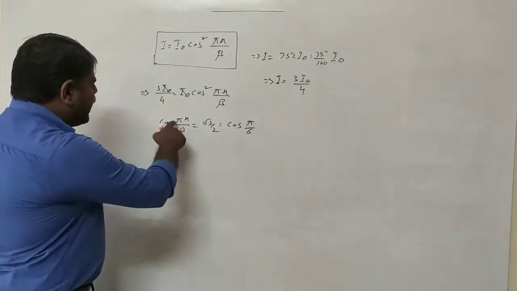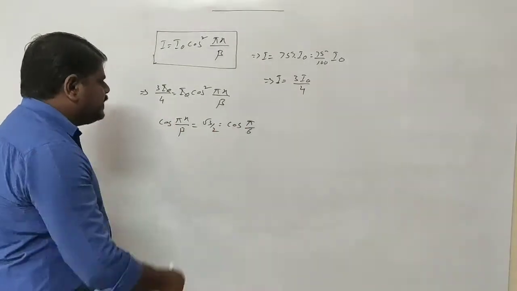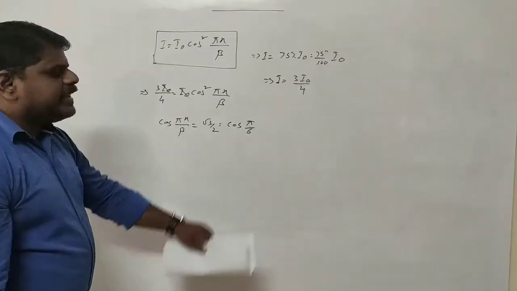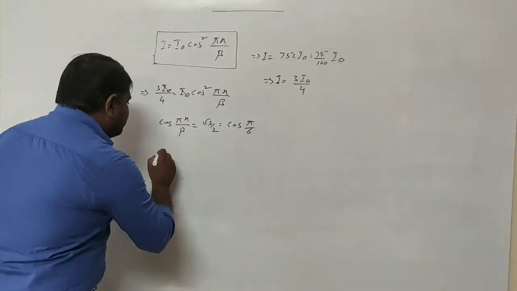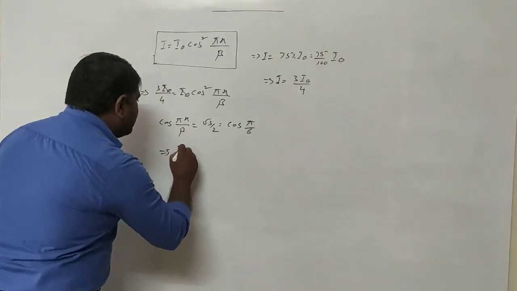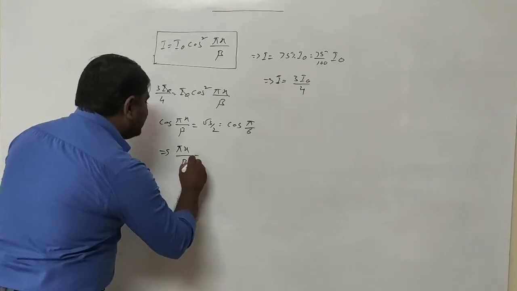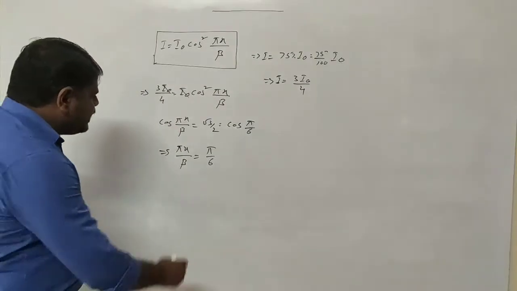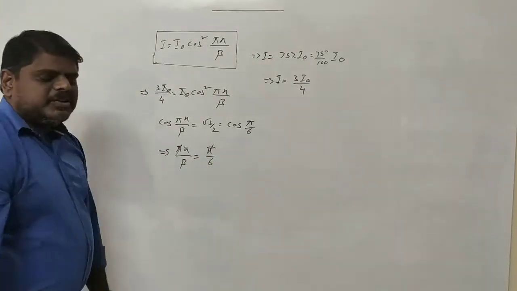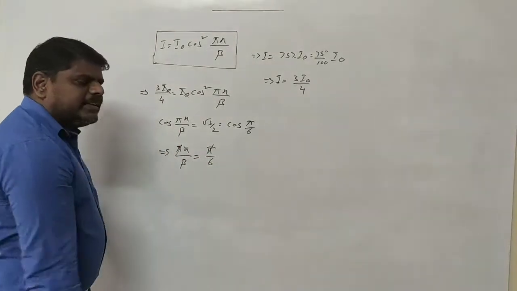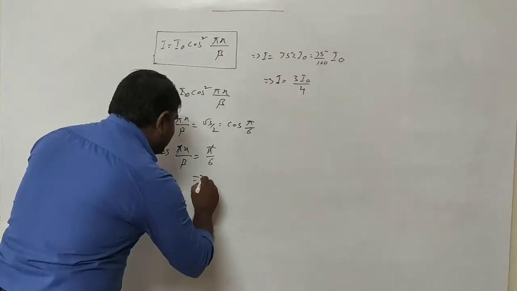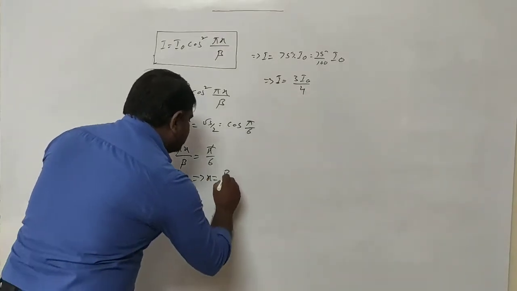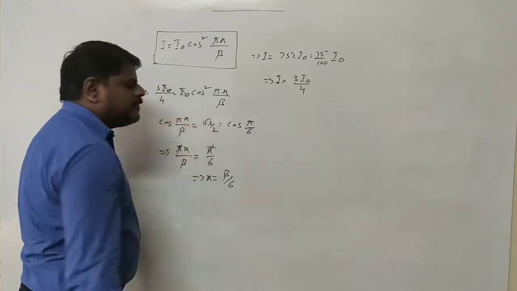Okay, now cos(pi x by beta) is equal to cos(pi by 6). At the place of pi x by beta, what is there? Pi by 6. So from this equation, you can write pi into x by beta is equal to pi by 6. Pi is going to be cancelled out. We need to find this x. So x is equal to beta by 6.